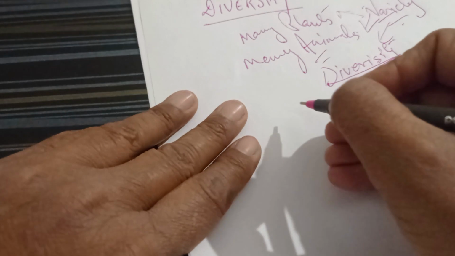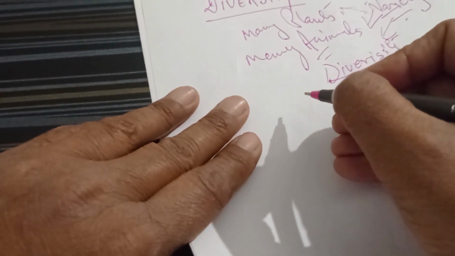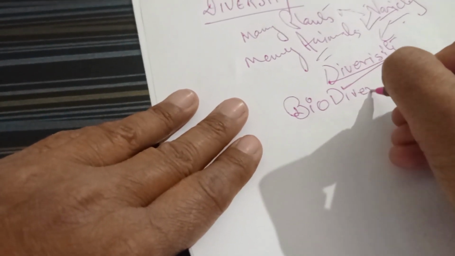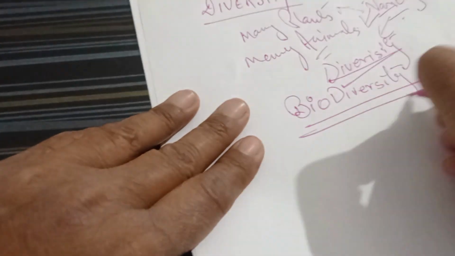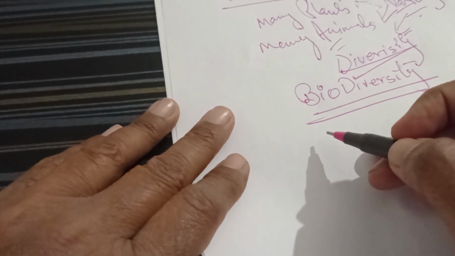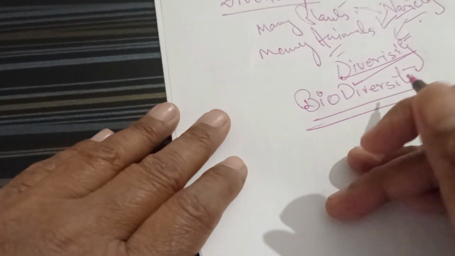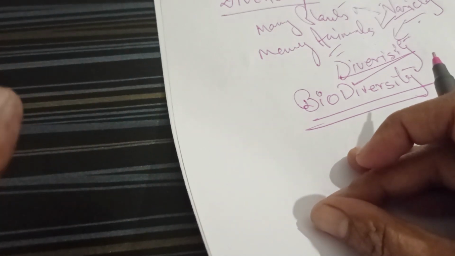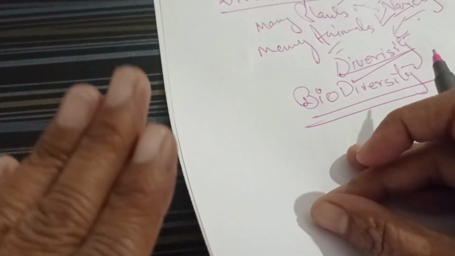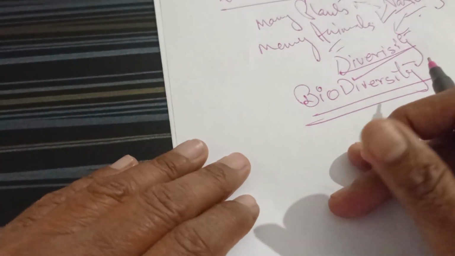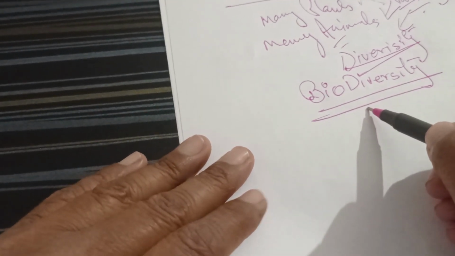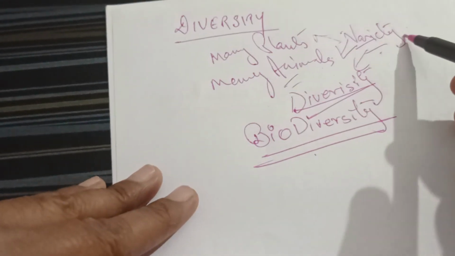And when we are talking about living organisms, we can say it is biodiversity. Okay, now what does biodiversity means? Biodiversity means a large variety of plants and animals, all the living organisms which are existing around us. Some we know, some we don't know, but there are a large variety of organisms. Okay, this is biodiversity.